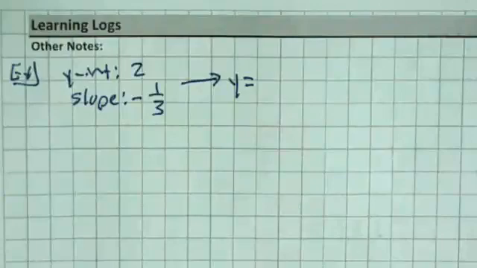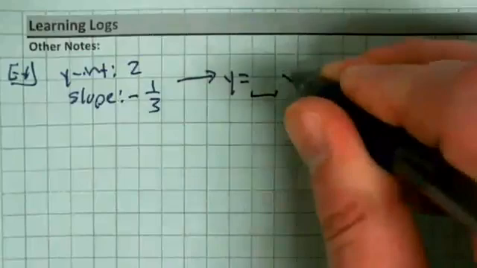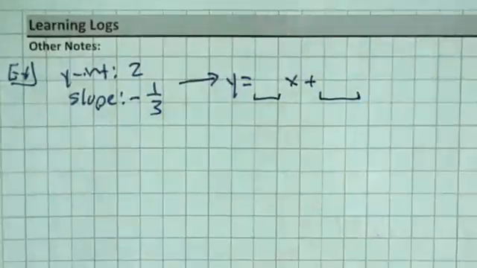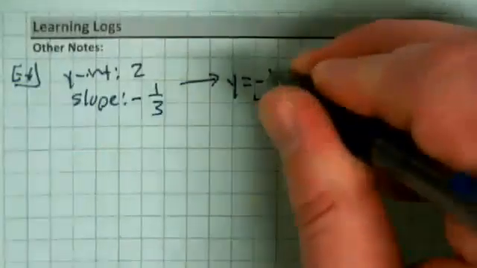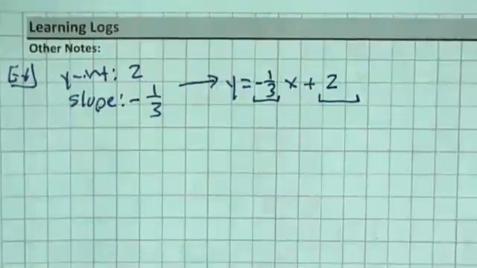Okay. Well, let me give you a quick reminder. We're going to have something in front of our x and then something at the end. One of those things is a 2 and one of them is a -1/3. What do we got? The -1/3 comes in front of the x and the 2 comes at the end. Agreed? All right. Very good.